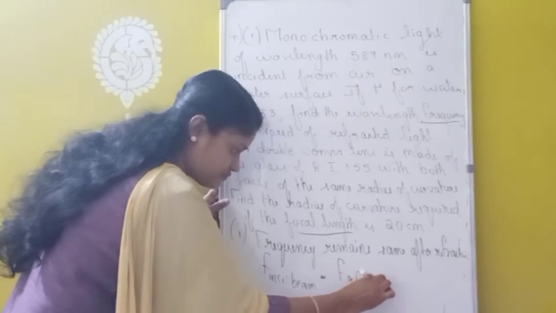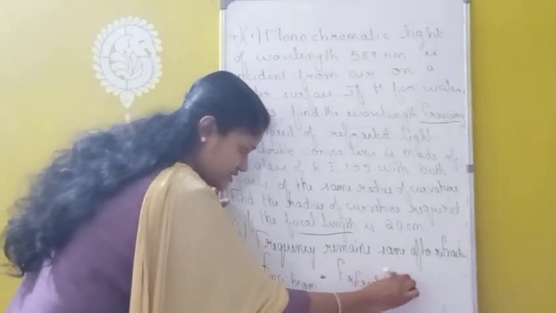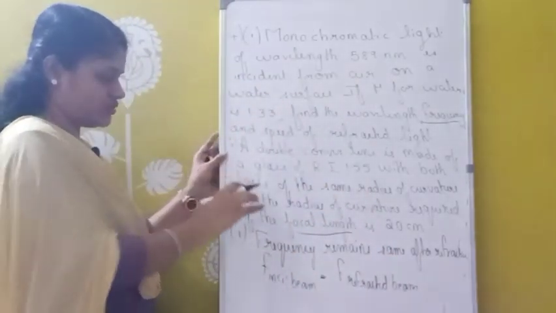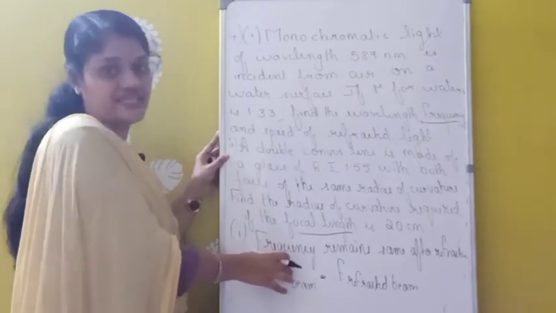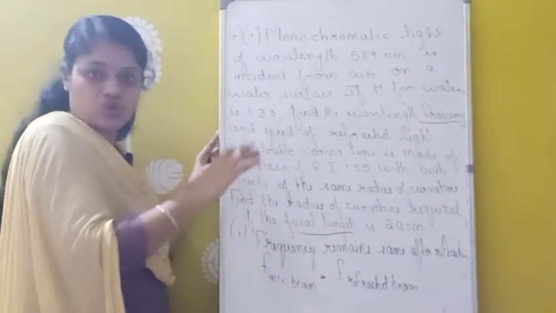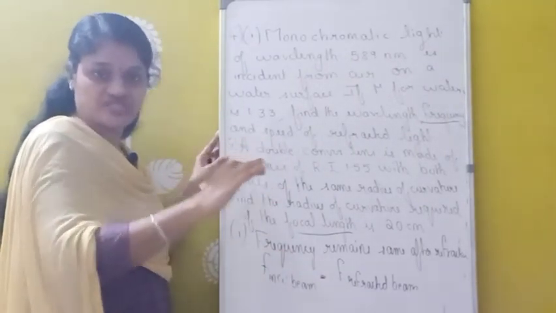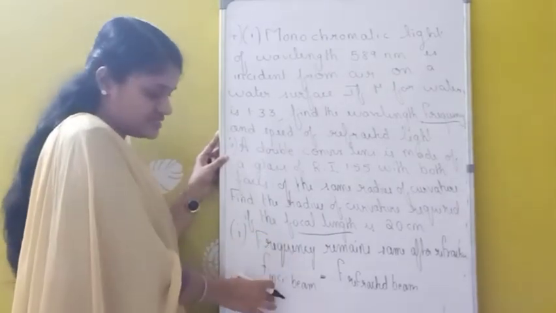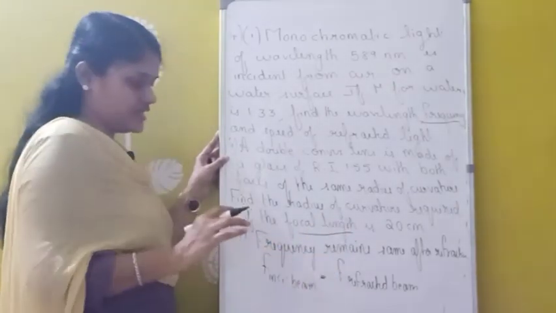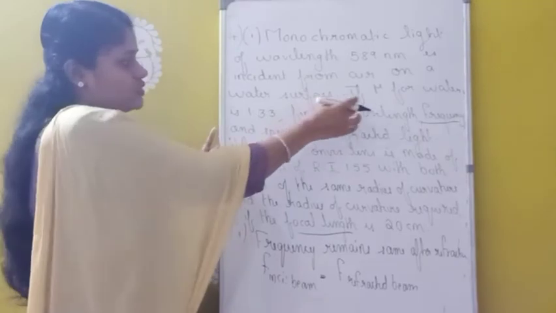Refracted beam. So this frequency is the same. Now in the case of frequency, there may not be any change whenever light travels from one medium to another medium. There is no change in frequency. The frequency of the incident beam is the same as the frequency of the refracted beam.